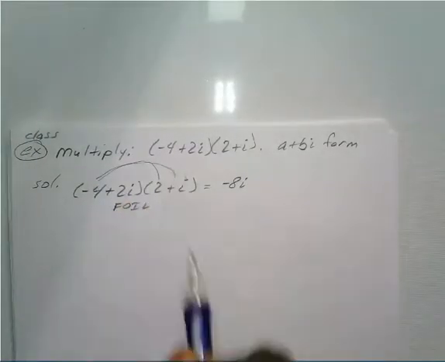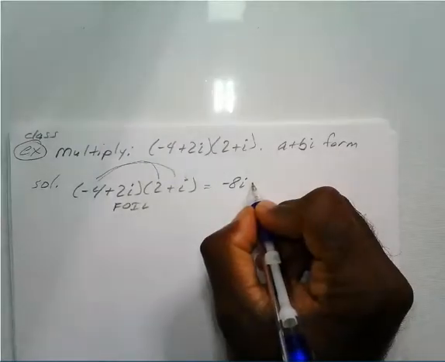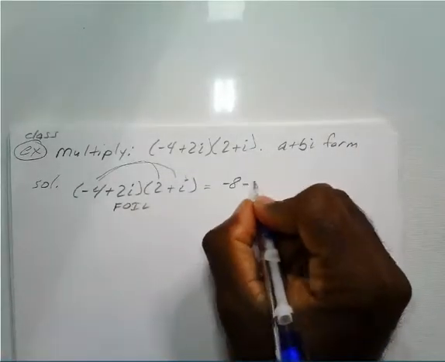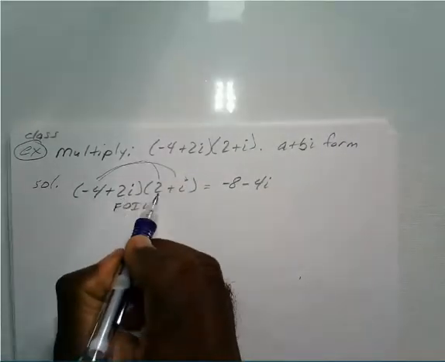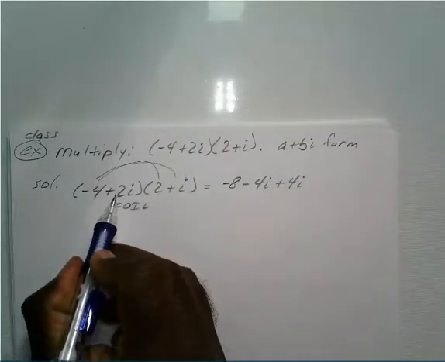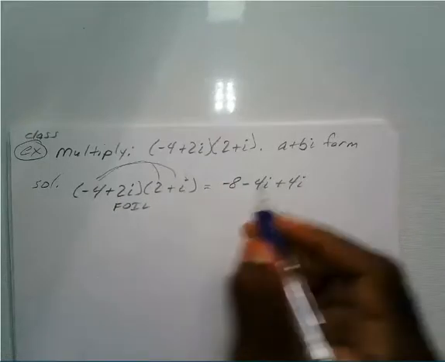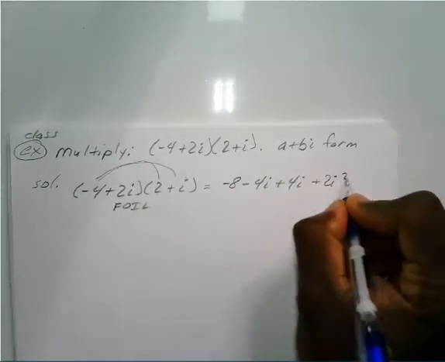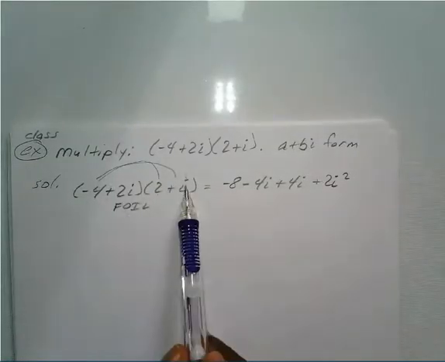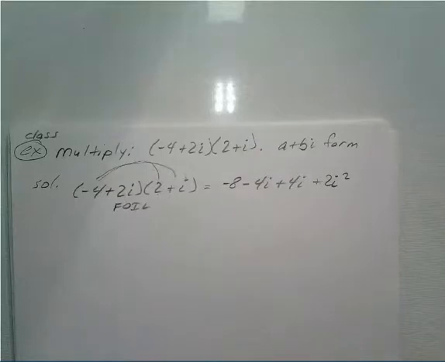Then your outer, -4 times i, so you have -4i. Then your inner, 2i times 2, so plus 4i. And your last is 2i times i, is plus 2i squared. Okay, so first, outer, inner, last, to make sure I didn't make any more mistakes. So you have -8 minus 4i plus 4i plus 2i squared.